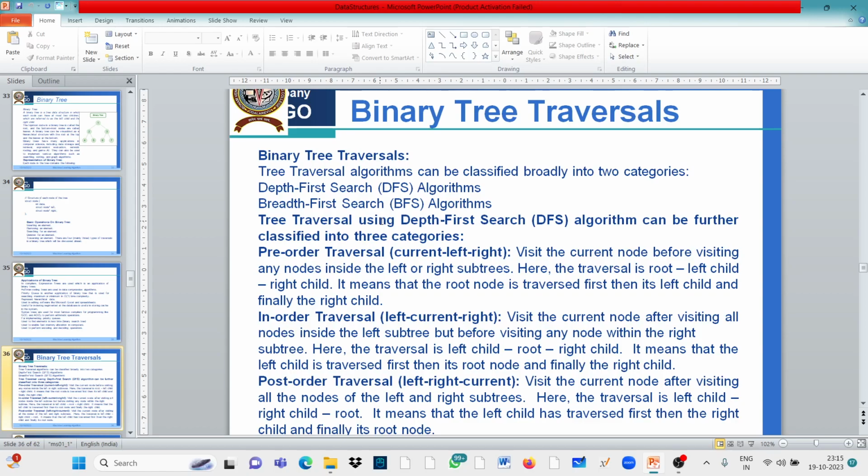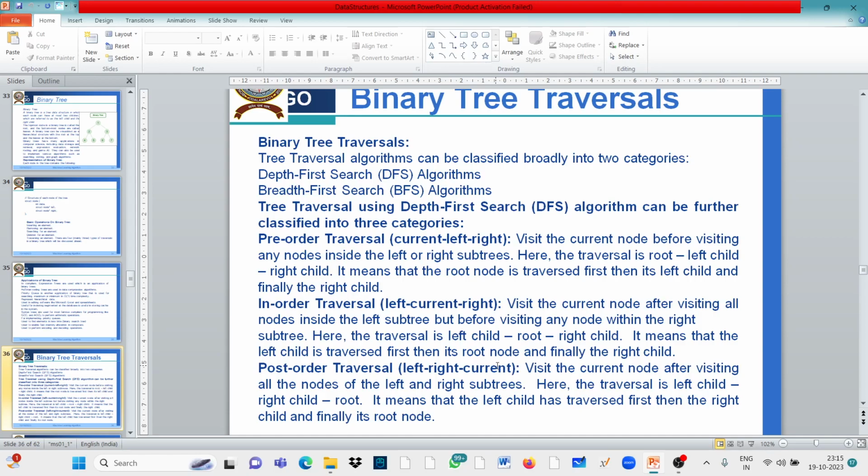Remember this. For pre-order the order will be current, left, right, CLR. Here in-order is LCR, left, current, right. Here post-order is left, right, current. Remember like this. What is the meaning of that? In pre-order, we visit the current node before visiting any nodes inside the left or the right subtree. Here the traversal is root, left and right. It means that the root node is traversed first, then its left child, and finally the right child. We'll study this pre-order in detail.